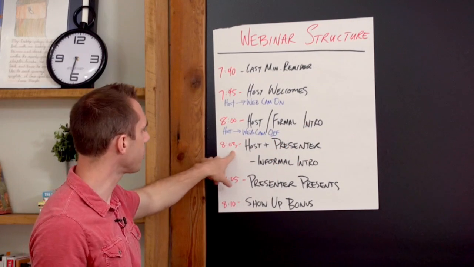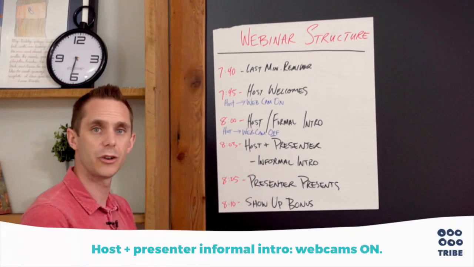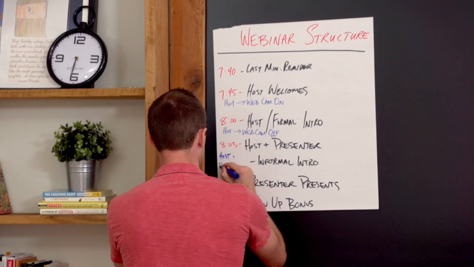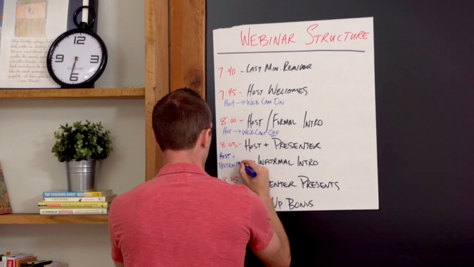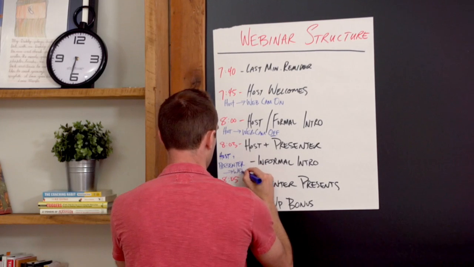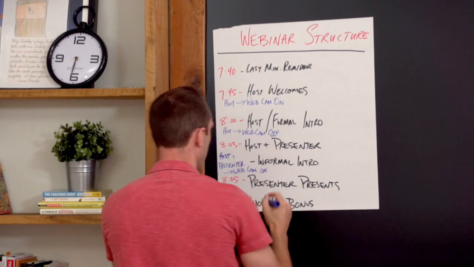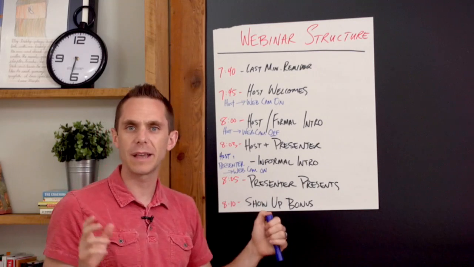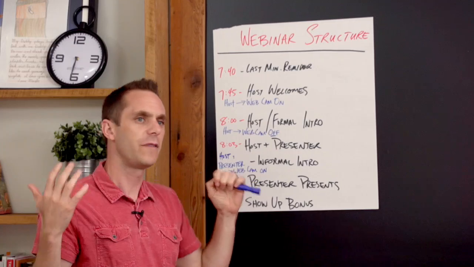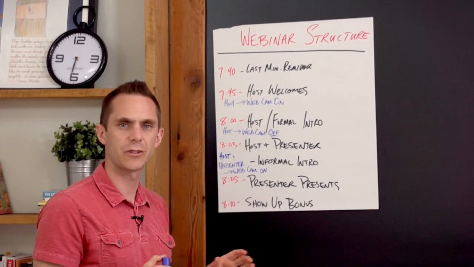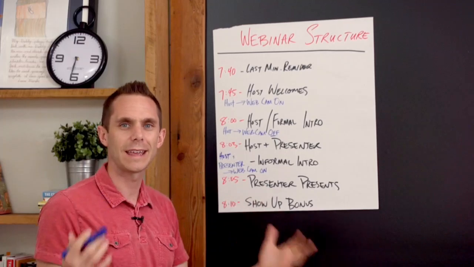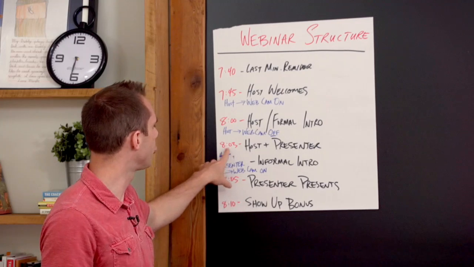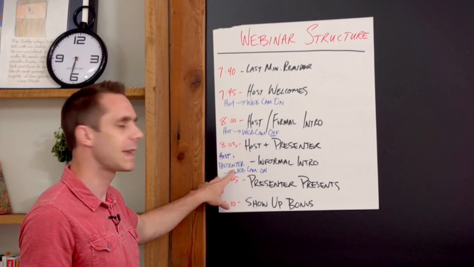Then both the host and the presenter turn their webcams on during the informal intro. So host plus presenter, webcams on. Hopefully you can read my chicken scratch writing here, okay? You put the webcams on because it disarms any feeling like this is, again, an orchestrated sales presentation or anything of that nature. It creates a more natural, engaged setting. It makes you human, which is what you want. You want people to feel like you're human, because you are. And so during the informal intro, you turn the webcams on.